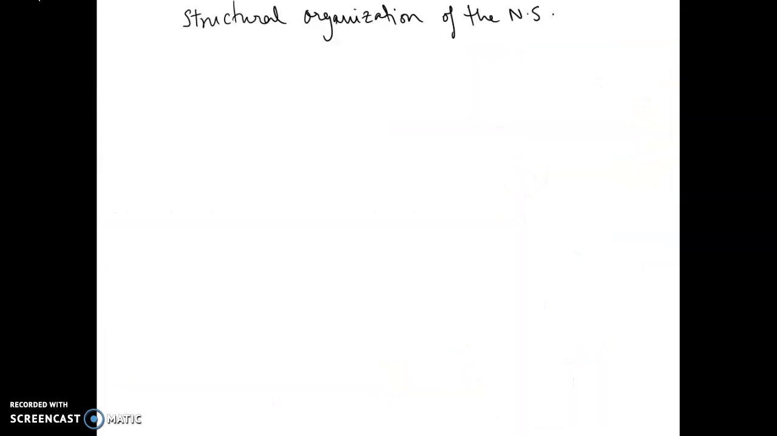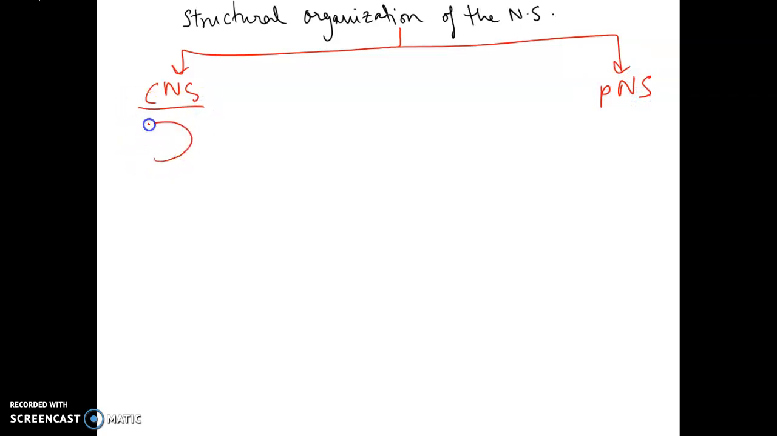Okay. Moving on. So we will look at the structural organization of the nervous system. Structurally, the nervous system can be divided into the central nervous system and the peripheral nervous system. The central nervous system is made up of two things.